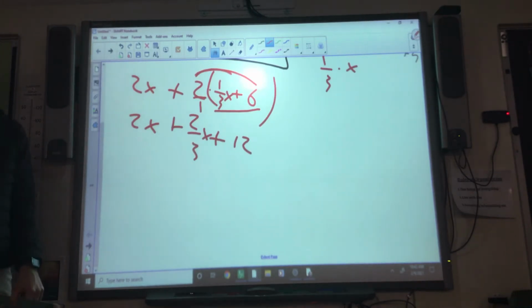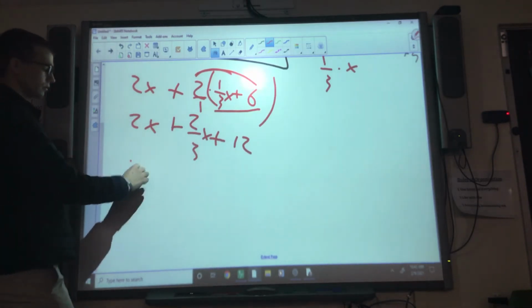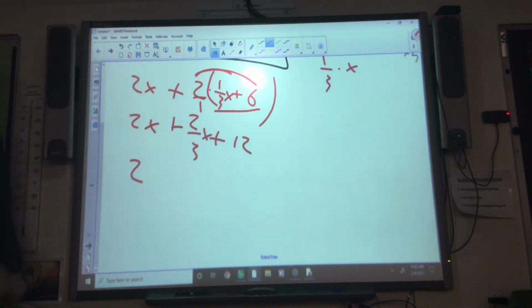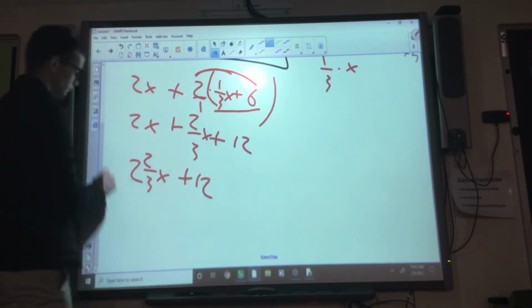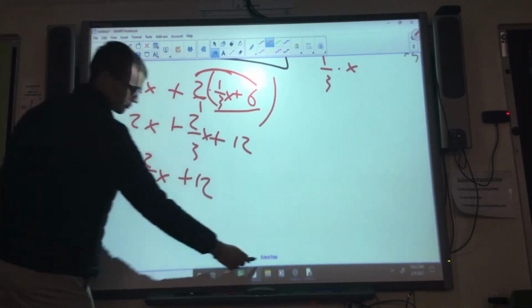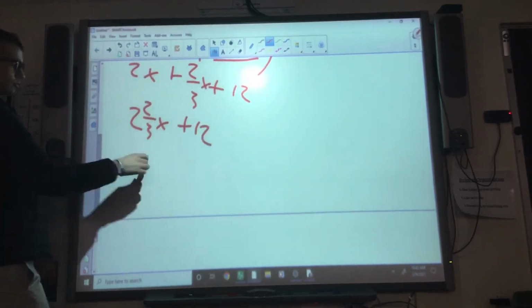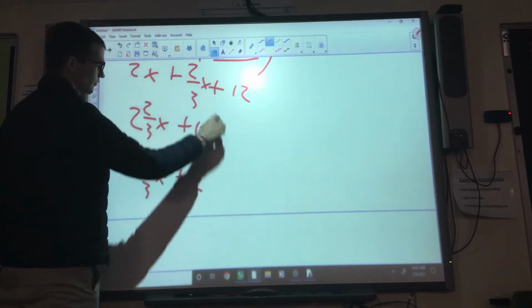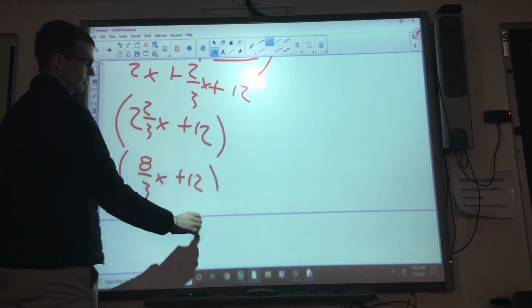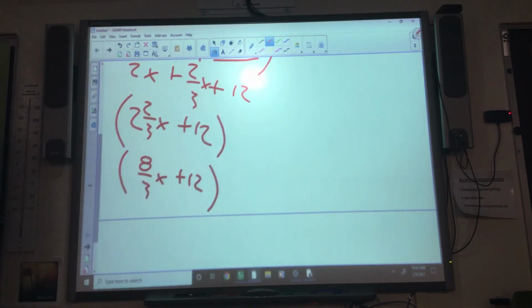That's for you. So you can put 2 and 2/3 x plus 12, or, as he said, yes, you could put 8/3 x plus 12. Either way, you're going to have to put parentheses around it and label it.